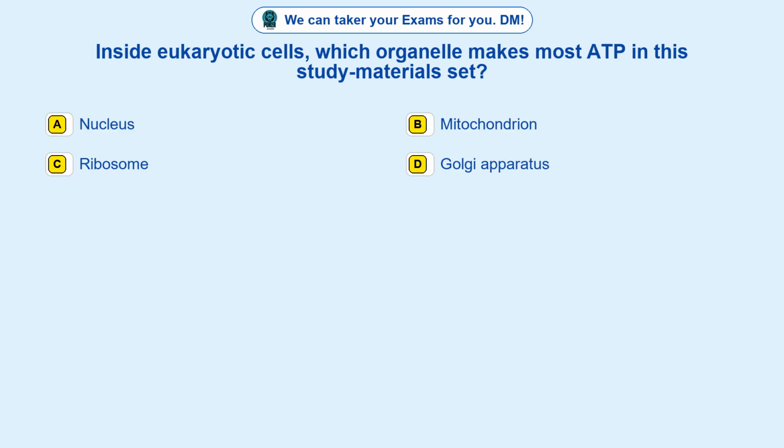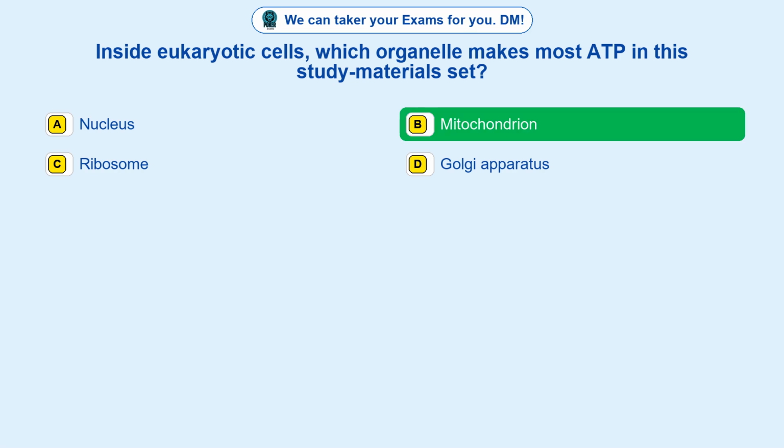Question 2. Inside eukaryotic cells, which organelle makes most ATP in this study materials set? Option A, nucleus. Option B, mitochondrion. Option C, ribosome. Option D, Golgi apparatus. The correct answer is option B, mitochondrion.